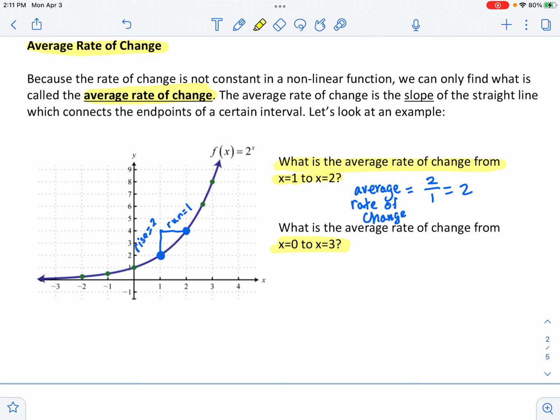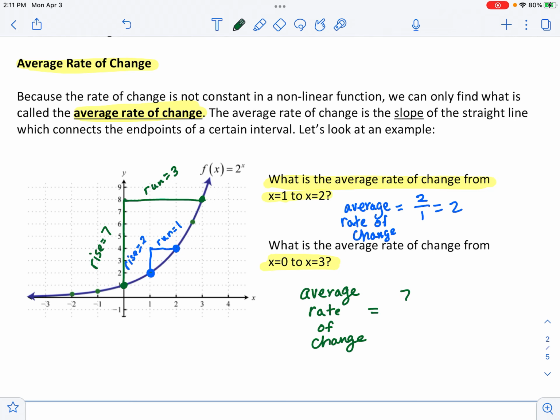What's the average rate of change of this function again, but from 0 to 3? So let's use the 2 points where x is equal to 0 and x is equal to 3 and find the rise and the run between those 2 points. So the rise from 0 to 3 would be 1 to 8, that's a rise of 7. And the run would be from 0 to 3, that would be a run of 3. So the average rate of change in this case would be 7 over 3, or 7/3.